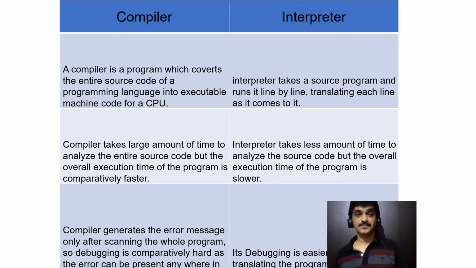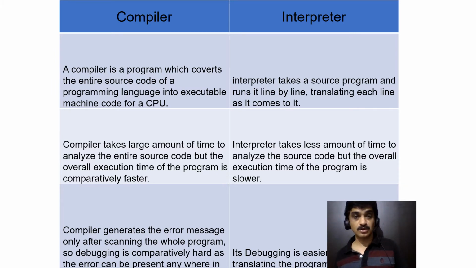Let us compare and differentiate the functions of a compiler and an interpreter. The compiler takes the source code and translates it into executable machine code for a CPU. The interpreter takes a source program and runs it line by line, translating each line as it comes to it. Just now we discussed, the compiler takes a large amount of time to analyze the entire source because it reads the data in bulk or in one go. That's why it takes more time to read the source code, but for conversion it takes less time.